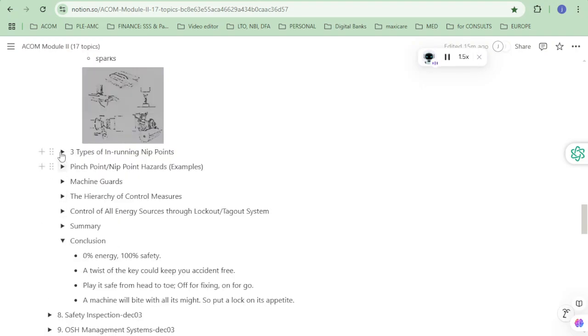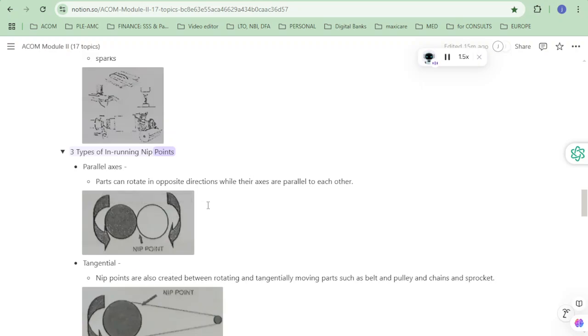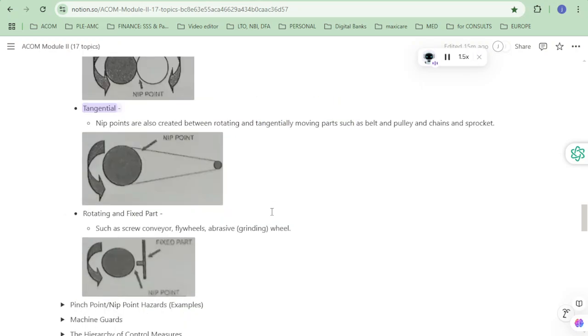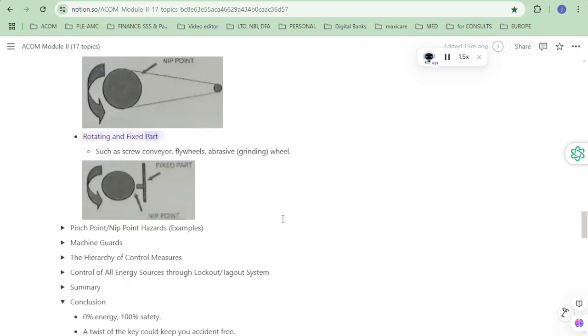Three types of in-running nip points. Parallel axes: parts can rotate in opposite directions while their axes are parallel to each other. Tangential: nip points are also created between rotating and tangentially moving parts such as belt and pulley and chain and sprocket. Rotating and fixed part: such as screw conveyor, flywheels, abrasive grinding wheel.